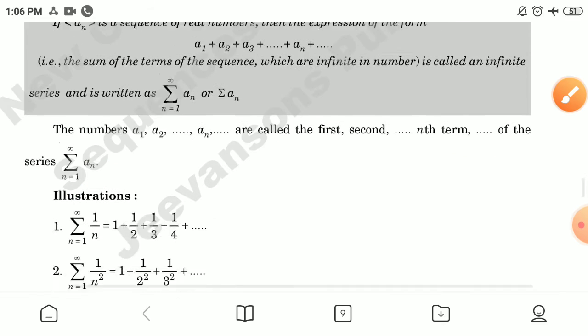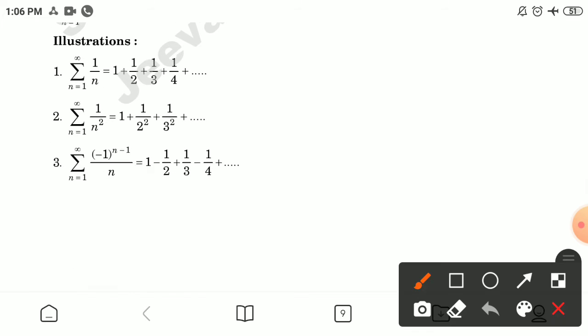Now making illustration. Number 1, summation 1 by n, n is from 1 to infinity, that is 1 plus 1 by 2 plus 1 by 3 plus 1 by 4 plus so on. Number 2, summation 1 by n square, n is from 1 to infinity, is equal to 1 plus 1 by 2 square plus 1 by 3 square plus so on. Number 3, summation minus 1 raised to power n minus 1 divided by n, n is from 1 to infinity, is equal to 1 minus 1 by 2 plus 1 by 3 minus 1 by 4 plus so on.